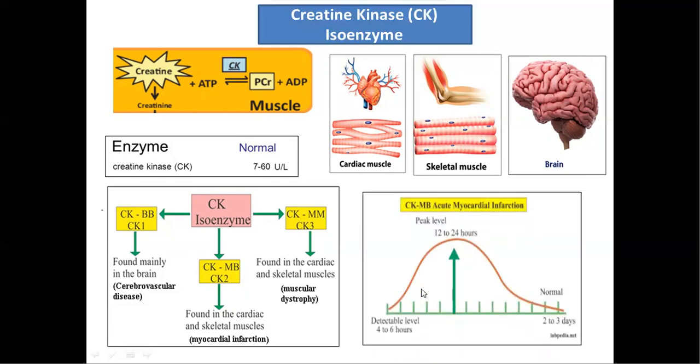In this bell-shaped graph, we can easily identify acute myocardial infarction. It is mainly due to elevated levels of CKMB. Whenever acute myocardial infarction appears in a patient, the doctor will order a blood test. At the initial stage, 4 to 6 hours, the concentration is very low and then it increases, reaching the peak level in 12 to 24 hours. After that it reaches the normal level in 2 to 3 days. Reaching the peak level in 12 to 24 hours indicates myocardial infarction.